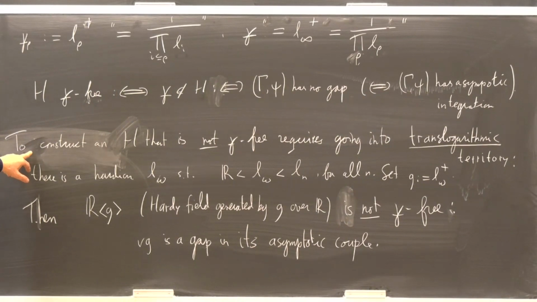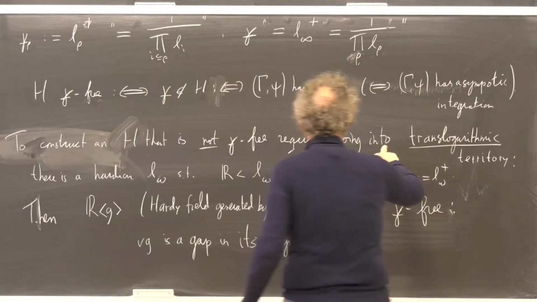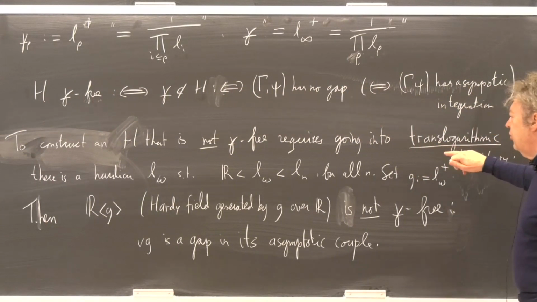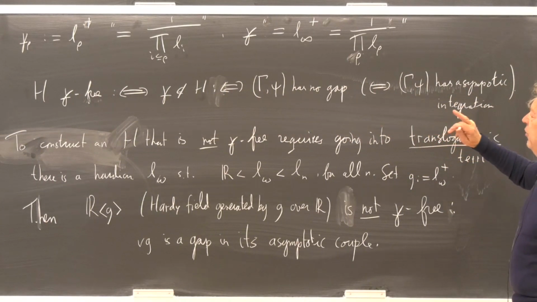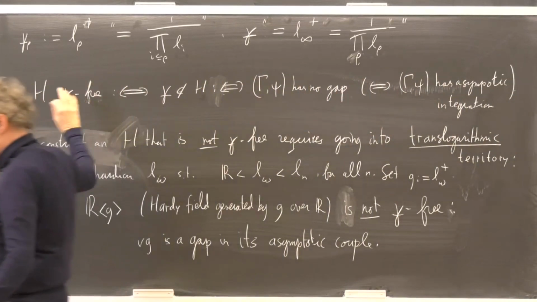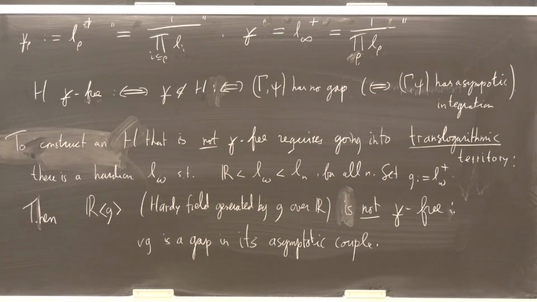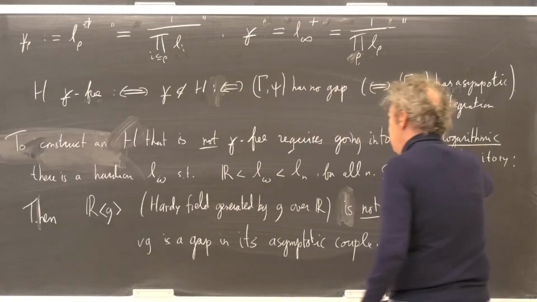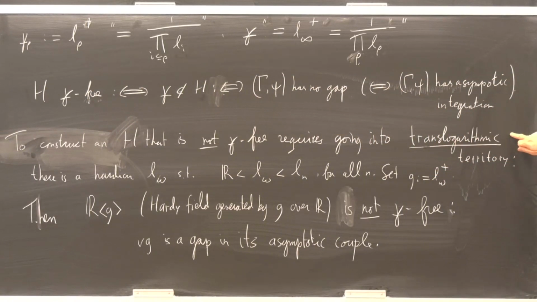Now, I want to actually do something I didn't do last time, namely construct a Hardy field that is not gamma free. You see, a random Hardy field will be gamma free, but it's important to realize that there are also those that are not gamma free, and to construct them you have to go into what I call translogarithmic territory.